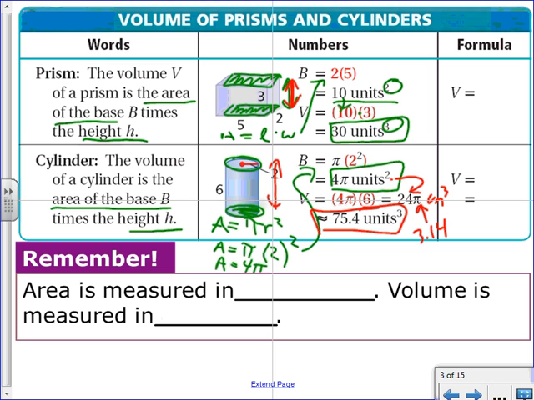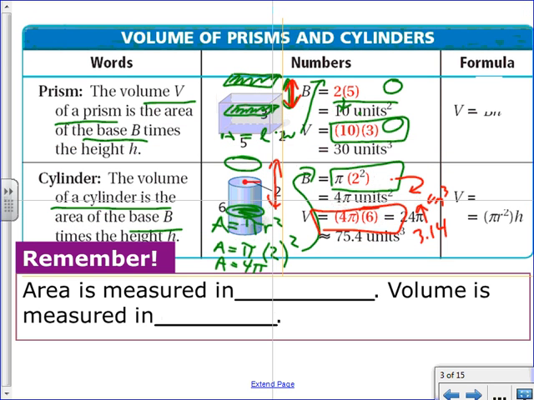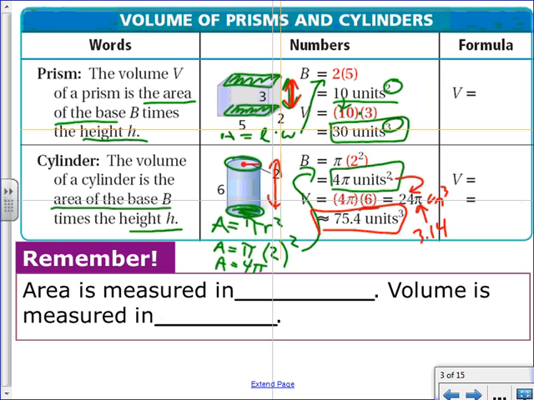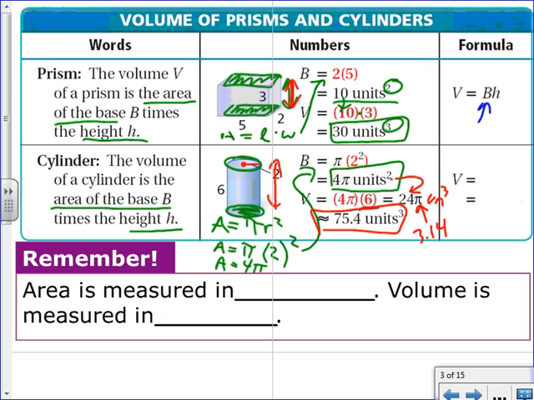So we need to talk about what our formula for volume of these shapes is. The volume for a prism is just the area of the base times the height. We say BH, but make sure that you understand that B means area of base. Okay? Area of the base.